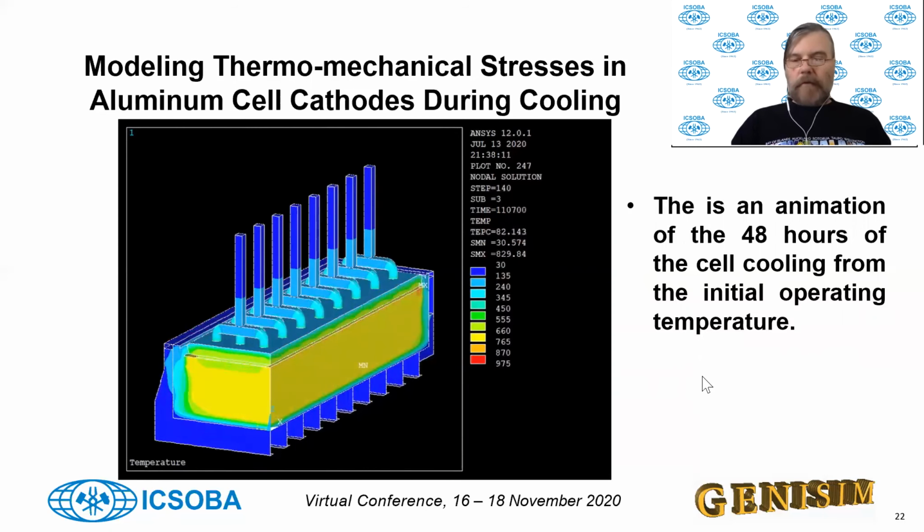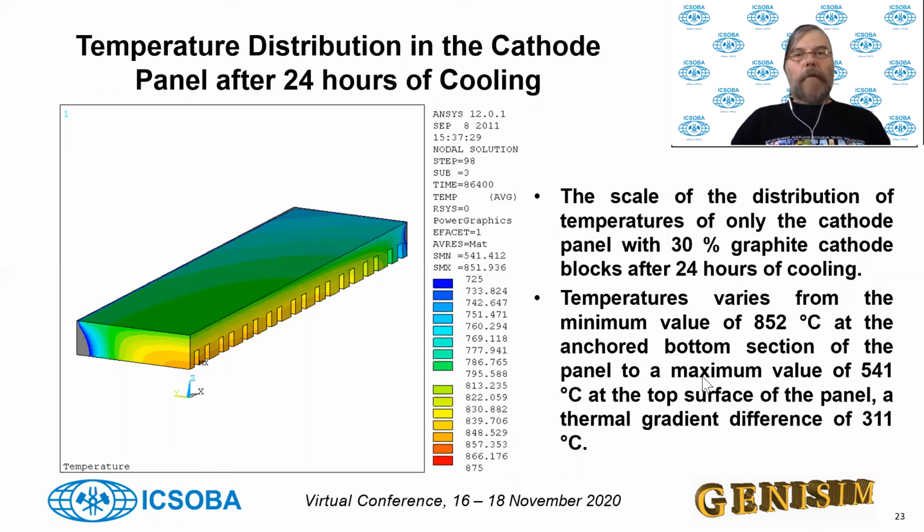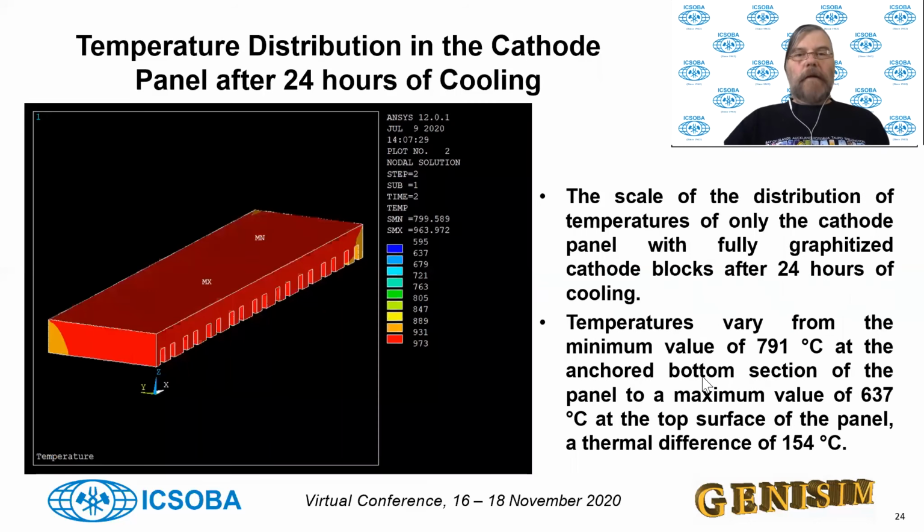So I will not continue this up to the end because I'm short of time. So this will continue to cool down up to 48 hours. And now I'm presenting only the temperature of the cathode panel. And this first set here is for the 30% graphitic cathode block. After 24 hours of cooling, they have cooled down to a minimum of 852 degrees with a thermal gradient of 311 degrees Celsius. And the next one is for the 100% graphitized.